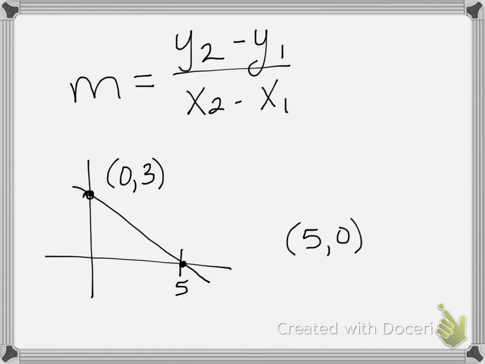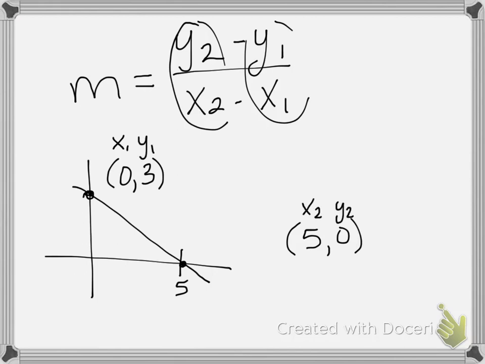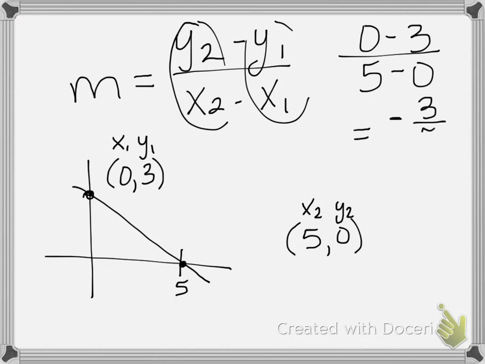My y minus y1. It does not matter which set I let be the x1 and y1 or x2 and y2. What matters is that we line them up. One set of ordered pairs is directly over top of the other set of ordered pairs. So I'm just going to let this be x1, y1, and let this be x2, y2. So I'm going to have 0 minus 3 over 5 minus 0. So I end up with a slope of negative 3 over 5.